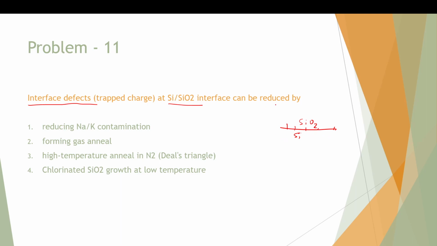So how do we reduce these defects? Again, this is not the correct option. The correct option in this case is the forming gas anneal. The forming gas is 10% H2 in nitrogen, so the hydrogen is the key element here. The hydrogen will diffuse through this oxide layer, reach this interface, and form bonds, completing the valencies of the dangling silicon bonds. Because of that, a passivation happens, and that will reduce the interface defects.